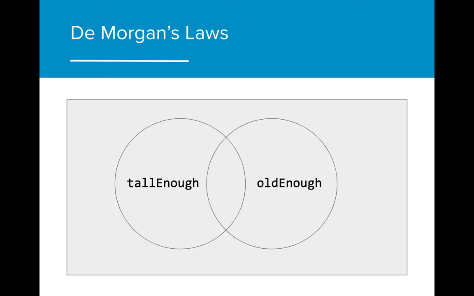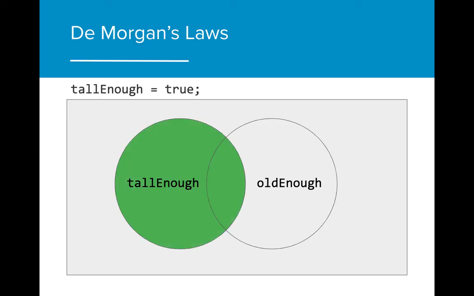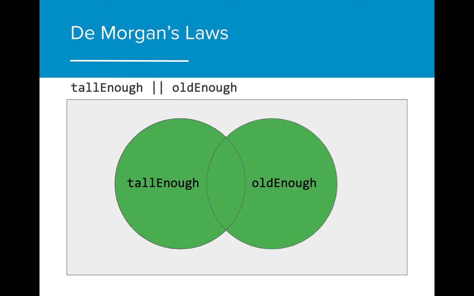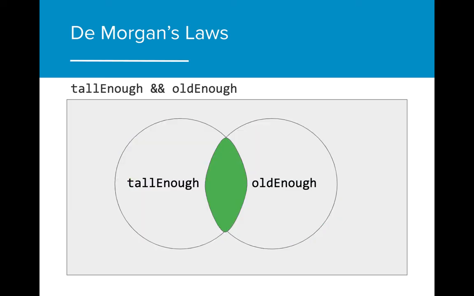We can also visualize De Morgan's laws using a Venn diagram. Imagine the entire gray square as all people everywhere. We can represent all the people who are tall enough to ride the ride by filling in the Venn diagram. This represents all the people who are old enough to ride the ride. If we OR them together, these are all the people who are either tall enough or old enough to ride the ride. And these are all the people who are both tall enough and old enough to ride the ride.